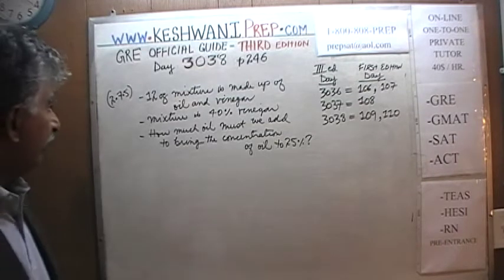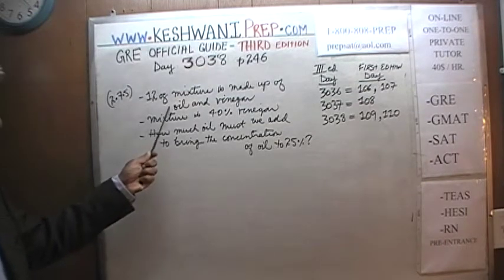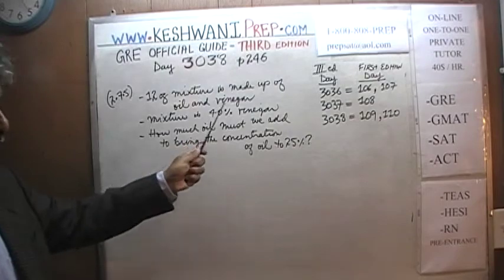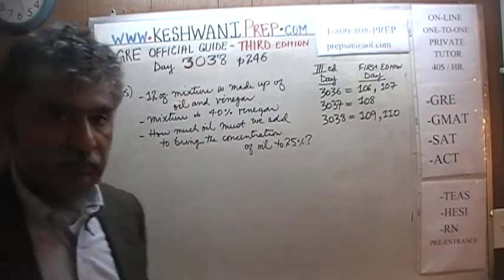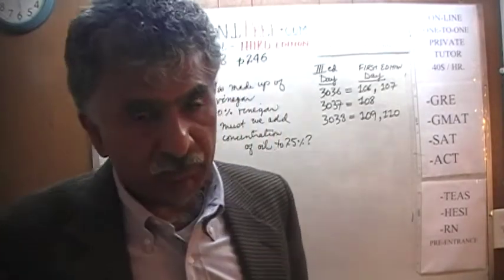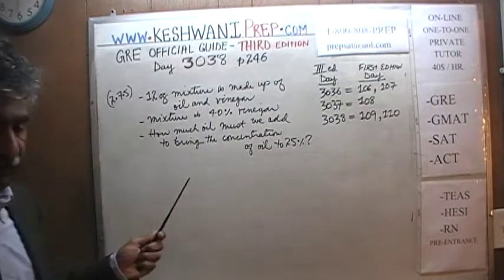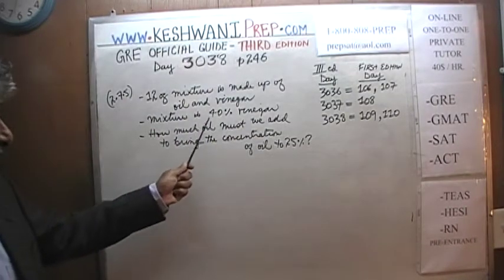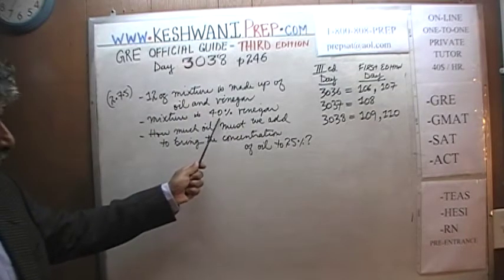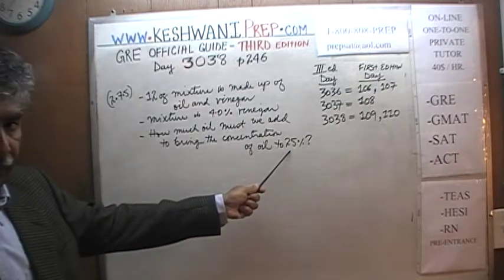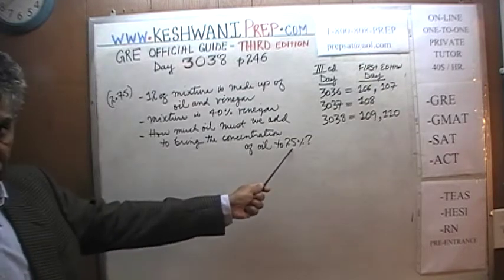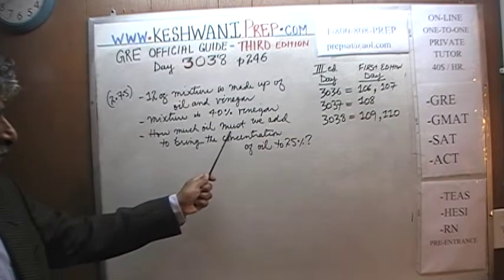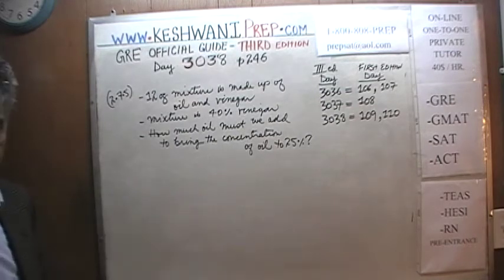Okay, here's what it says. We have a 12-ounce mixture. We are told that it is made up of oil and vinegar, and that the mixture is 40% vinegar. The concentration is too high. We want to reduce the concentration of vinegar to 25% instead of 40%. The question is, how much oil must we add to bring the concentration down?